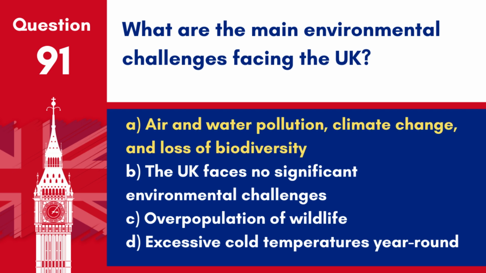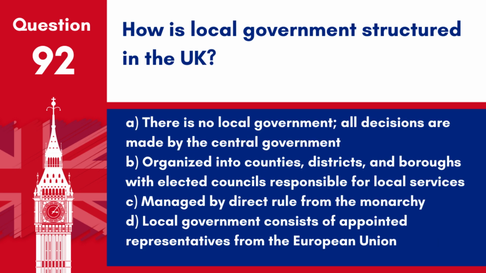Answer: A. Air and water pollution, climate change, and loss of biodiversity. These challenges are significant concerns for the UK, requiring ongoing efforts to address and mitigate their impacts. Question 92. How is local government structured in the UK?